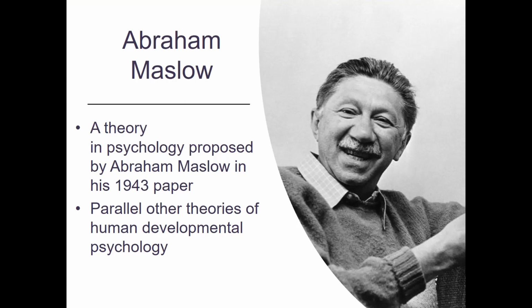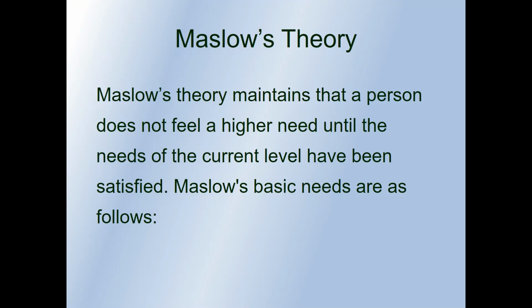So who was Maslow? Abraham Maslow, an American psychologist, came up with this theory and proposed it in 1943. His theory parallels all other theories of human development psychology.